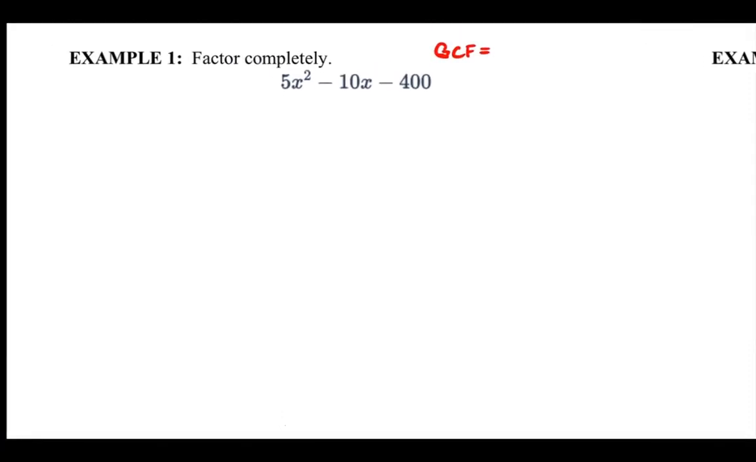It's 5, right? Can't all of these be divided by 5? 5 can be divided by 5, -10, -400. It's only a GCF if all of them can be divided by 5. Okay, so that's going to be the number on the outside. So what's left? X squared minus 2x minus 80, right? 5 goes into 5 once, 5 goes into -10, -2 times. 5 goes into -400, -80 times.